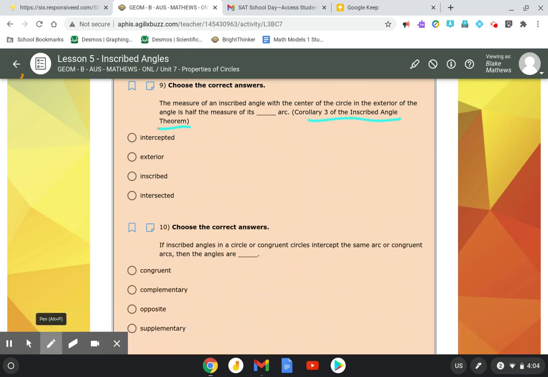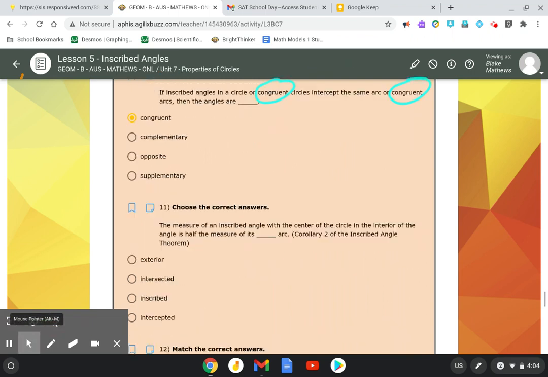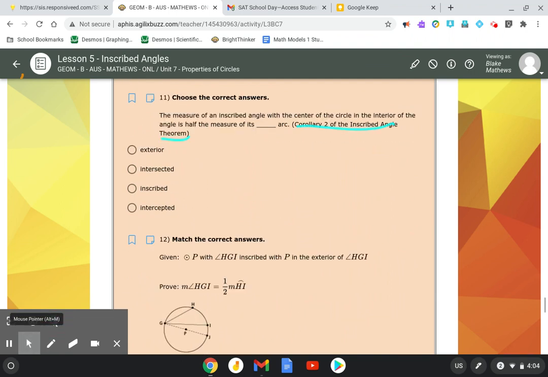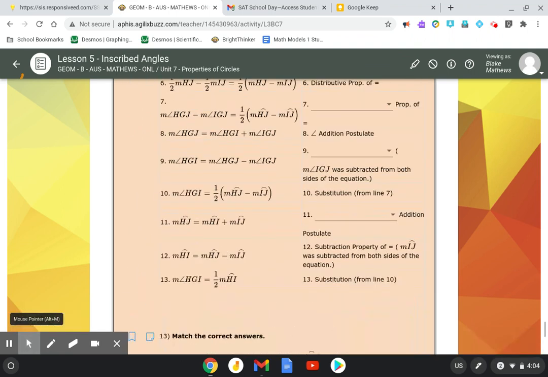Number 10, if inscribed angles in a circle or congruent circles intercept the same arc, then the angles are congruent. If the arcs are congruent, then the angles have to be congruent. Congruent circles, congruent arcs means congruent angles. More of the same. Go look up corollary 2 for that one. And then we have, I think, just one more proof, or 2.